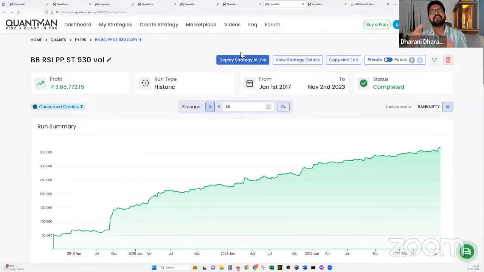Whenever it comes to automation, people used to think it is very hard, and it is very simple. In 3 clicks, you can deploy the strategy in your trading account. From tomorrow morning, my FYERS account will fire this particular order, if the condition satisfies. So I click on deploy strategy in live, first click.